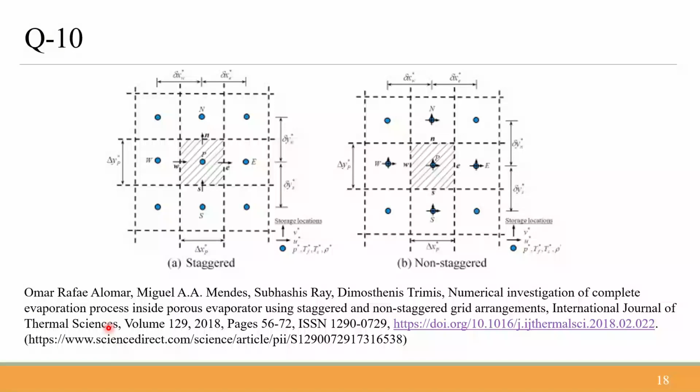Numerical investigation of complete evaporation process in Z porous evaporator using staggered and non-staggered grid arrangements, International Journal of Thermal Sciences. Here you can use the DOI also.